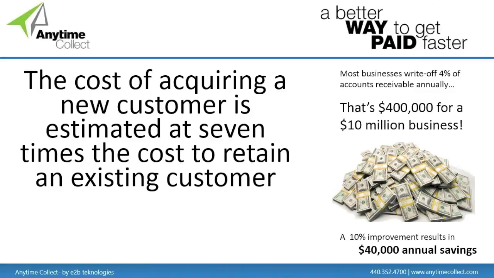One little stat, I didn't know where to put it, so I just put it on a slide because I want to share it with you. Again, most businesses are writing off about 4% of AR annually. Let's put that in perspective. $10 million business, $400,000. If you can get just a minimum 10% improvement, you're saving $40,000 a year. If you're a wholesale distributor operating on razor-thin margins, that's significant. That's a lot of sales you need to make up for that amount of lost profit.